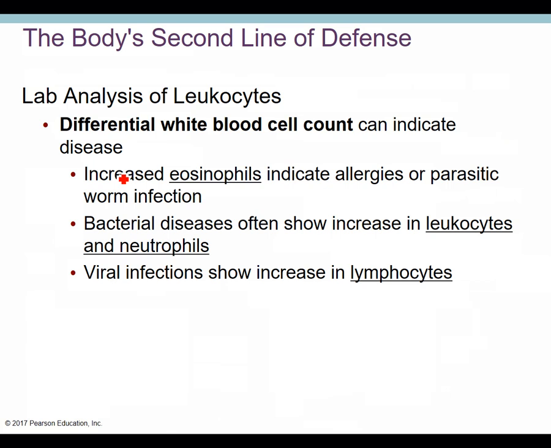If you have an increased number of eosinophils compared to what's considered normal, then that can indicate either an allergic reaction or a parasitic worm infection. Leukocytes and neutrophils specifically are typically increased in bacterial infection, and a viral infection will show an increase in lymphocytes specifically. So a lot of times they can get that information from doing the blood test.